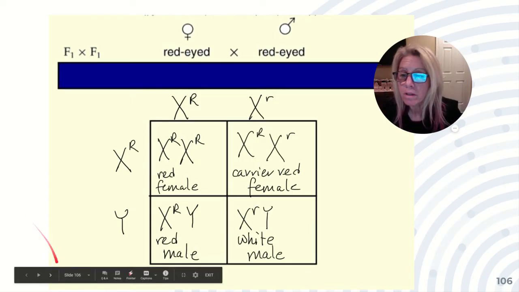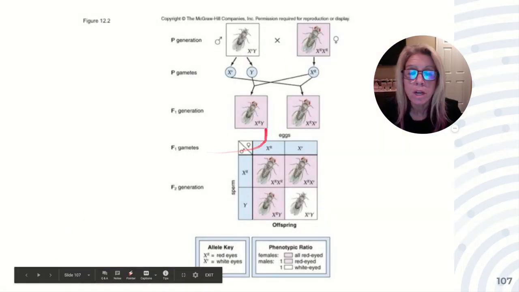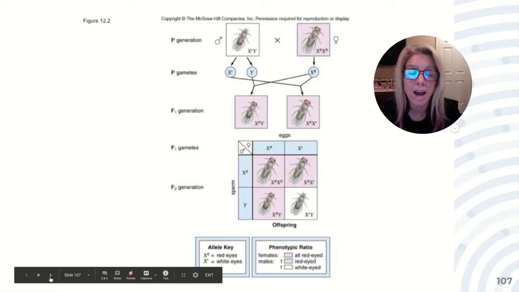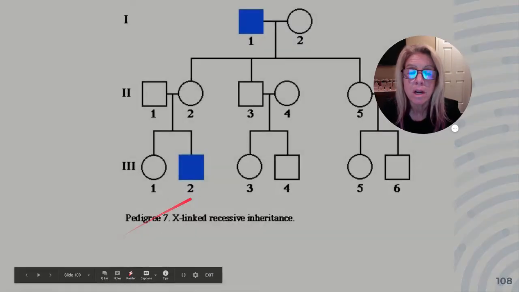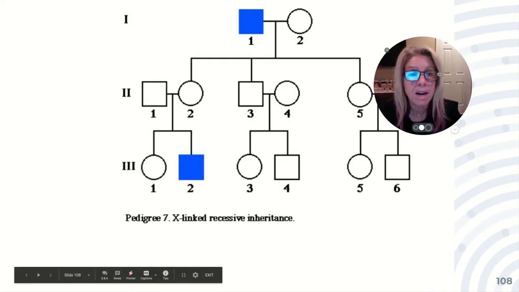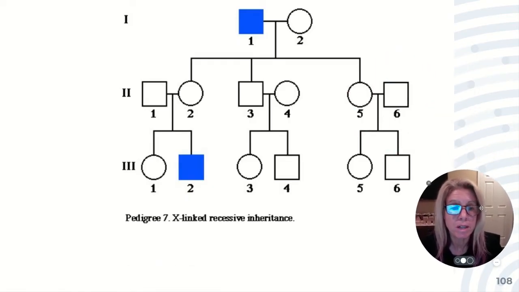So here we go. So that cross we just did, if you need to look over it one more time, you can. Here is just a picture, an image of that, and the genotypes and the phenotypes. But let's look at this pedigree right here.